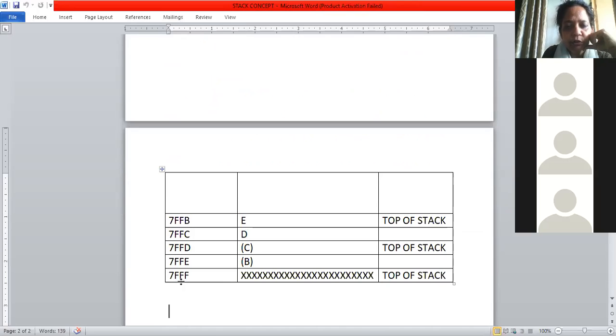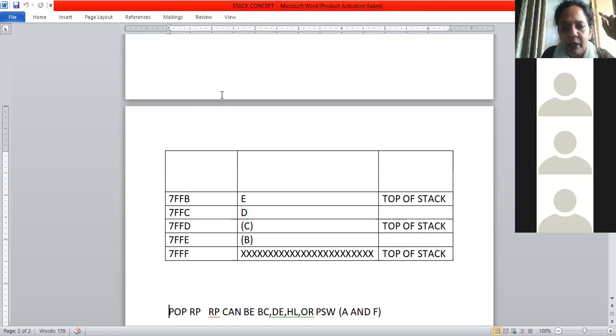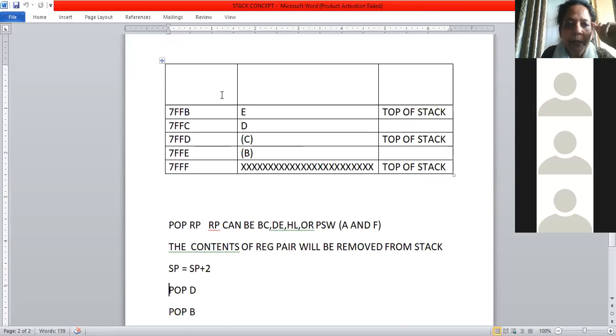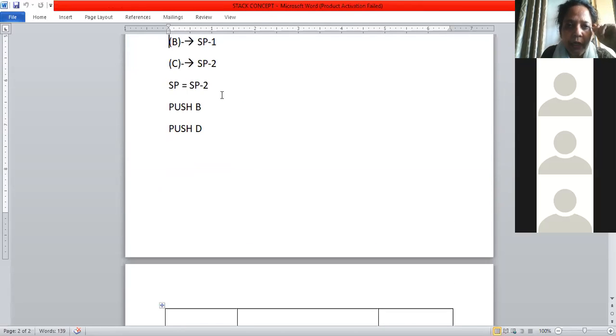Earlier the top of the stack was this. When you say push B, now the top of the stack will be this 7FFD. When you say push D, then the top of the stack will be this. Now if I say push H, it will be at 7FFA and 7FF9. Okay, so this is how the stack pointer value will be decremented by 2. Any difficulty in this?